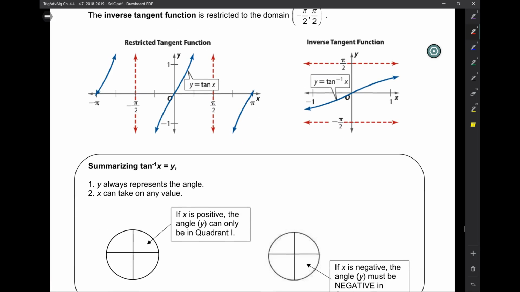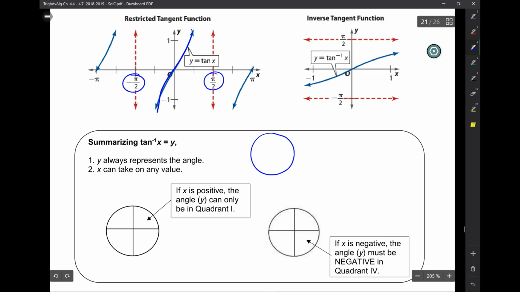Tangent then. For tangent, we have to restrict it, right? And tangent's kind of easy. Again, I go from negative pi over 2 to pi over 2. What does that sound like? That sounds like sine, right? Except, here's the situation. Tangent has asymptotes at negative pi over 2 and pi over 2. That means we're going to eliminate those 2 points, because tangent can't exist there.